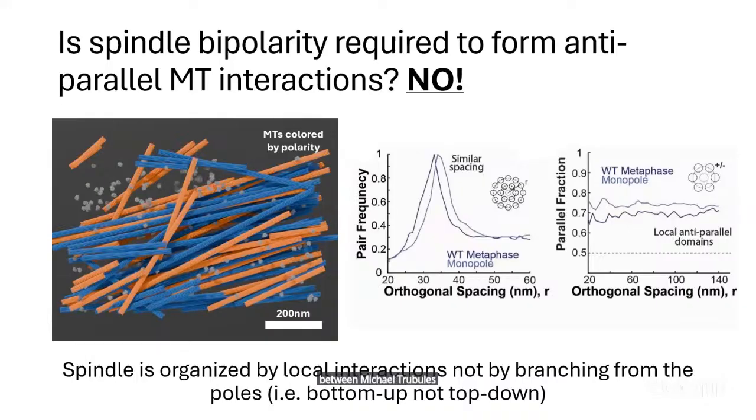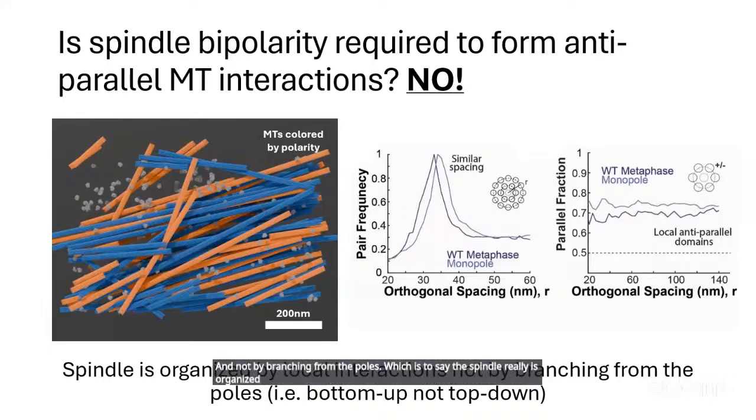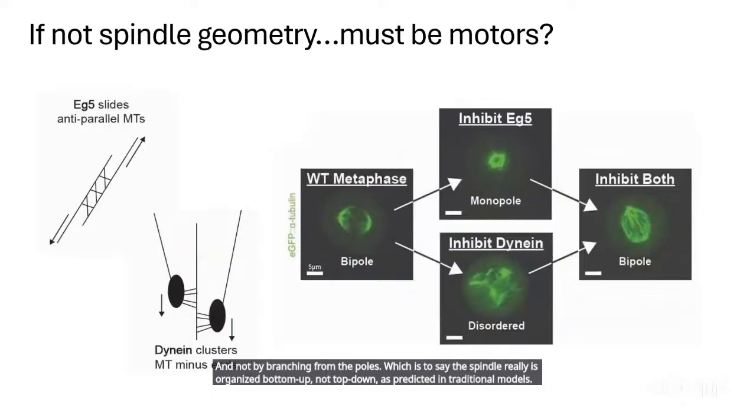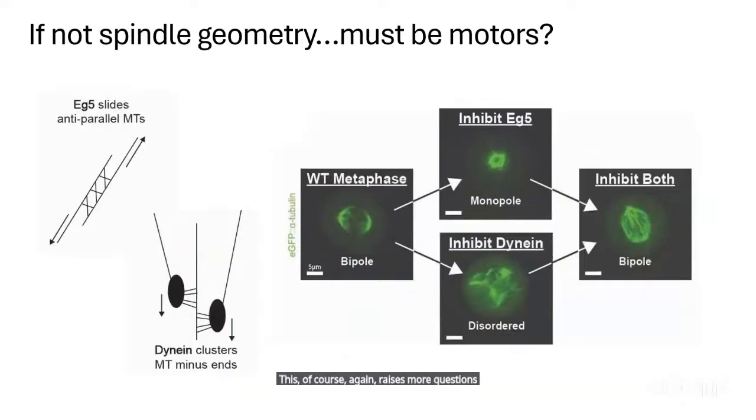Taken together, these results indicate the spindle really is locally organized by interactions that are happening between microtubules at the length scale of microtubules themselves, and not by branching from the poles, which is to say the spindle really is organized bottom up, not top down as predicted in traditional models. This, of course, again raises more questions. If it isn't the spindle geometry that's organizing the microtubules, it must somehow be the molecular motors, but how exactly is all of this happening?